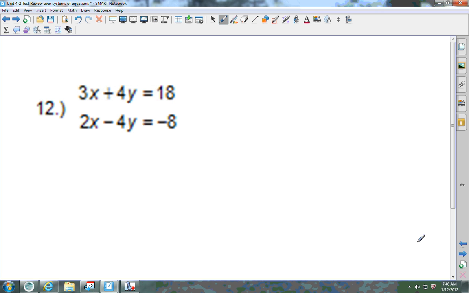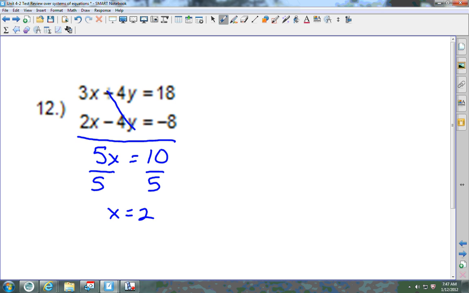Okay, here's the next one. Let's solve by linear combination right here. They're both set in standard form. I'm going to draw my line. I'm going to get 5x. My y's cancel out, equals 10. Divide by 5. X equals 2. So for my solution I have 2 and I need to find the y.